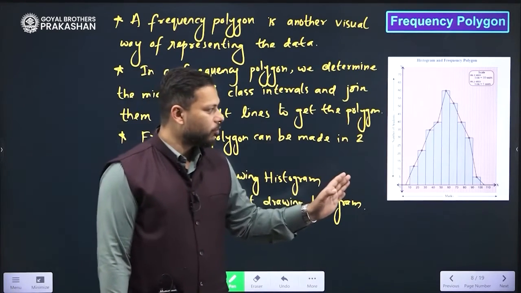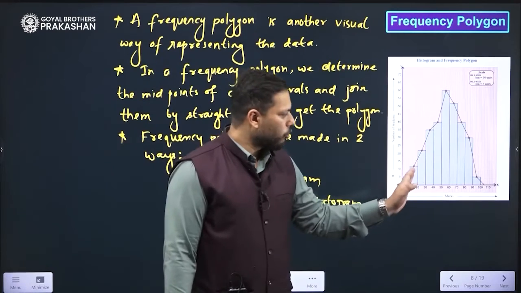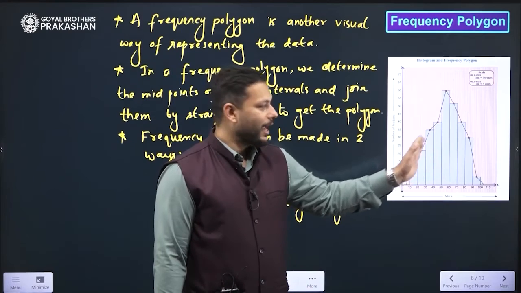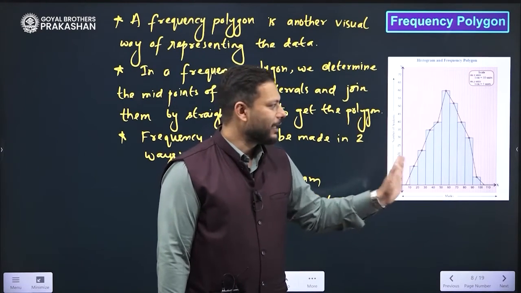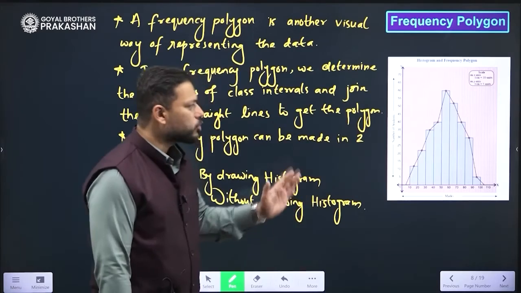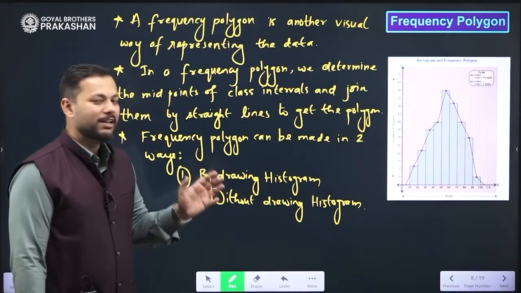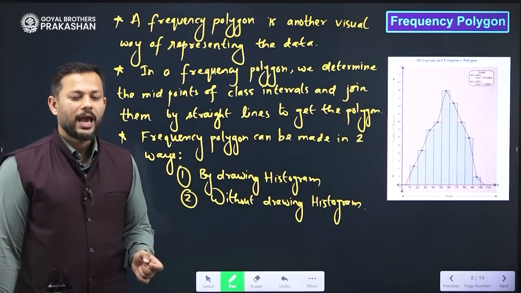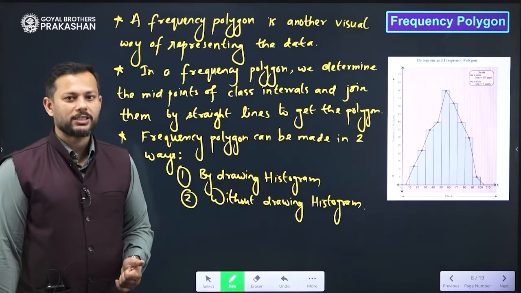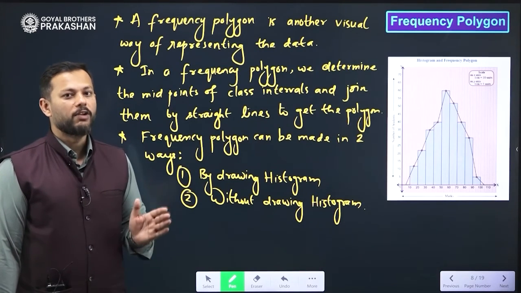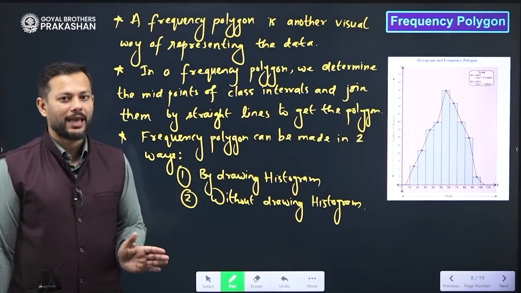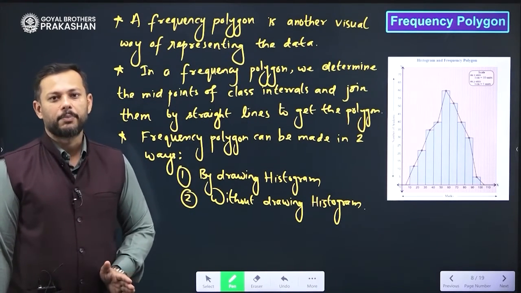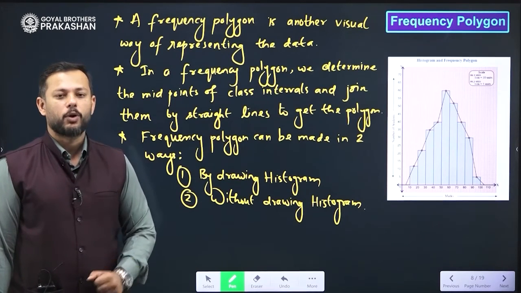We can make the frequency polygon in two ways. First, by drawing the histogram, locating the midpoints of the height of the rectangular bars, and then joining them by straight lines and completing the polygon. Or the other way is without making the histogram, we will simply take the midpoints of the class intervals as the x coordinate and the frequency represented by that class interval as the y coordinate, and we will locate those points on the coordinate axis. Once we get them, we will join those points using straight lines and then complete the polygon. This is how the frequency polygon is made.